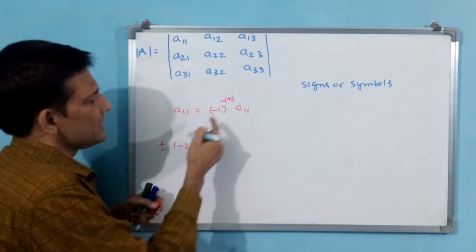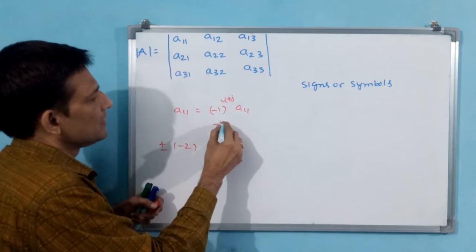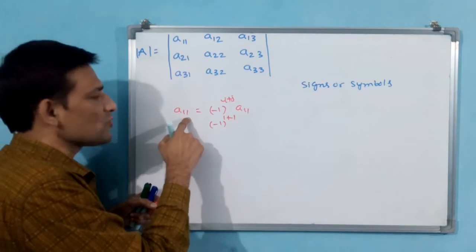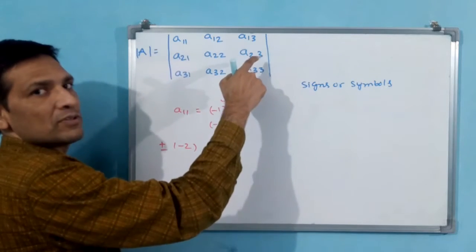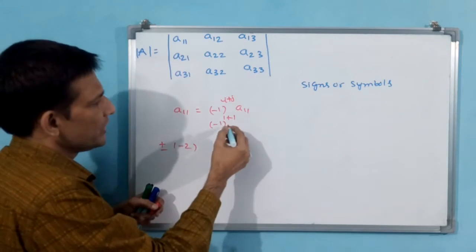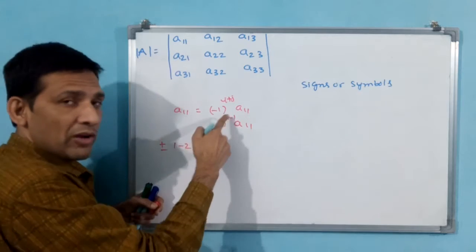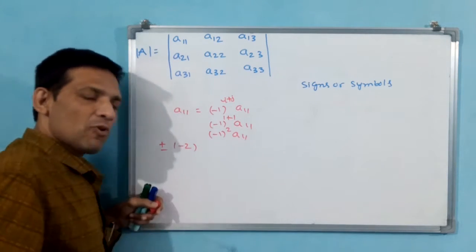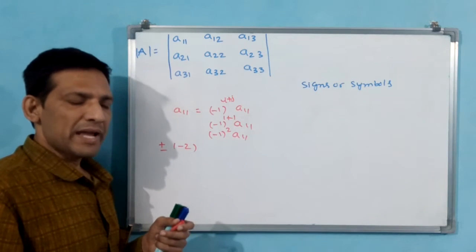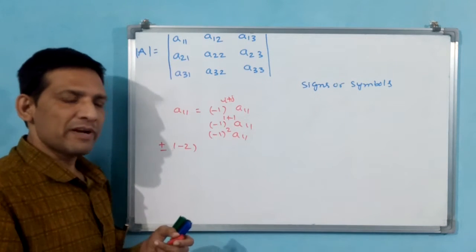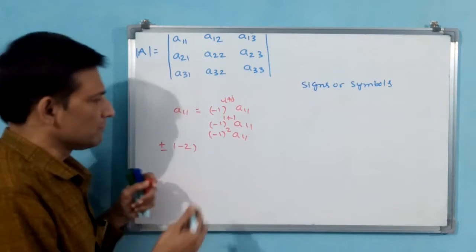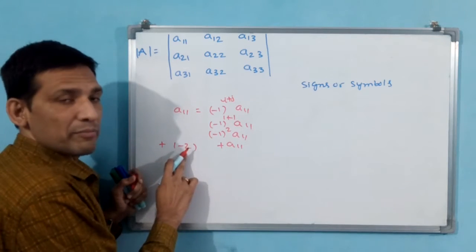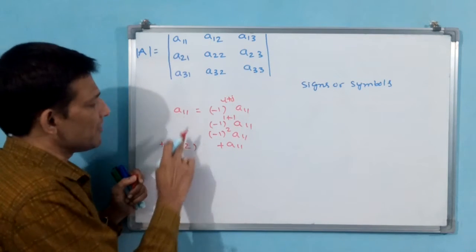Minus 1 whole power i plus j. What is i? i is 1. What is j? j is 1. You see, ith row, jth column: first row, first column. Okay, A11, then what will come? Minus 1 whole power 2. Minus 1 whole power 2 means even number, and minus 1 to the power of an even number means plus will come. That means this is plus A11, so you have to take plus of minus 2, if A11 is minus 2.